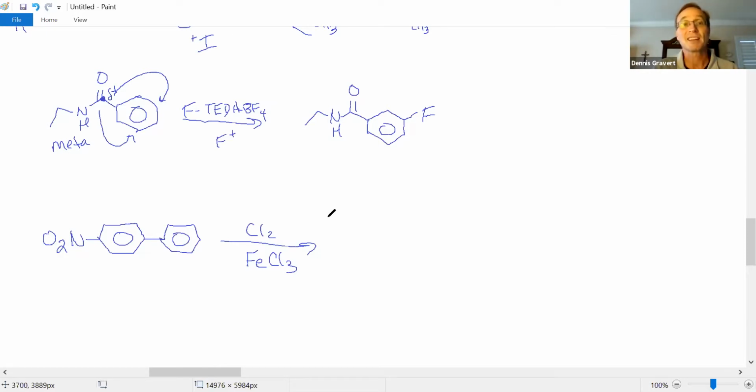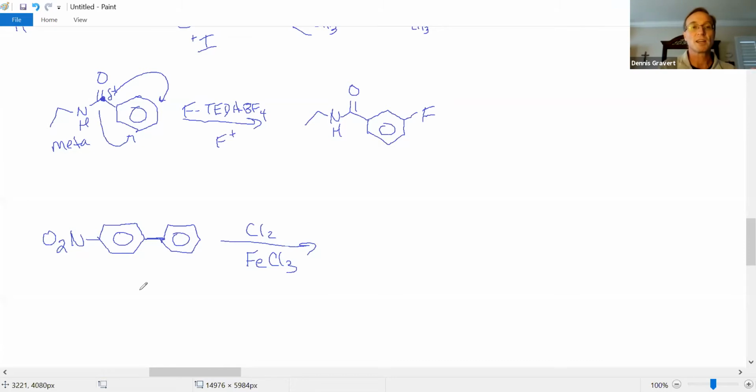This is tricky, right? Because there's two tables. They're joined together. There's two benzene rings. So does the chlorine sometimes go on the right benzene ring? Sometimes it goes on the left. Is it 50-50? Does it prefer one or the other? Directing groups. That'll tell us. It's all about speed of reaction.